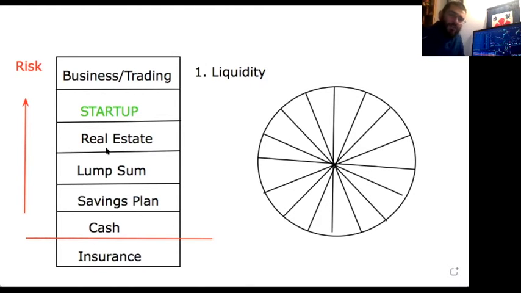Okay. Now, startup investments, they end in one of four ways. They have four ways of ending, and the first one is failure.